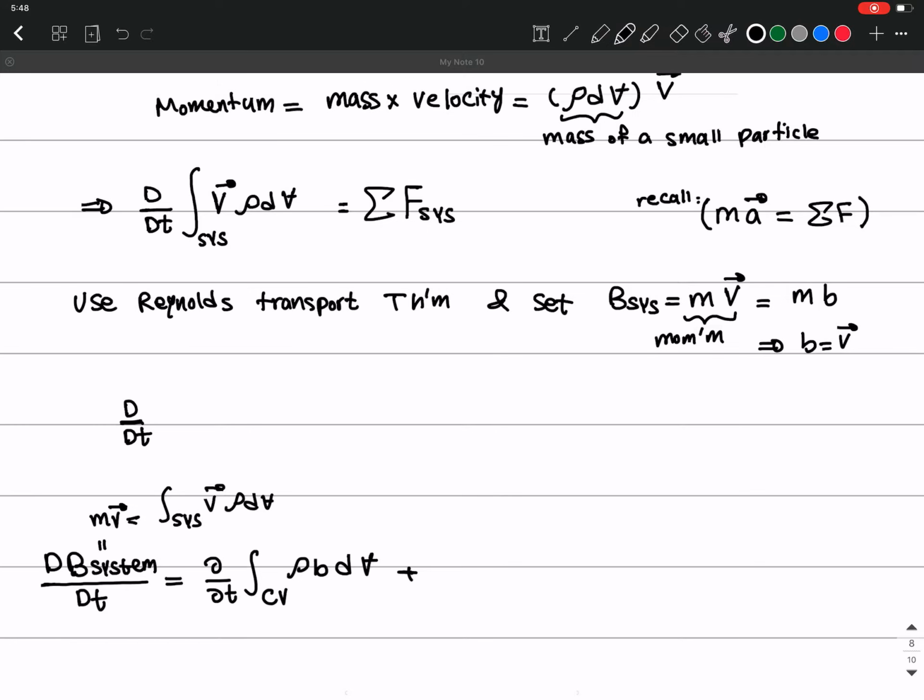So I'm just going to write that down. It's going to be the integral over the whole system of V rho dV, which equals the first term, which is this one. It's going to be the partial derivative with respect to time over the whole CV of rho B. So instead of B, I need to write V, the velocity vector here, right? So I just write it down, V rho dV. And then we have the second term, which is the integral over the control surface.